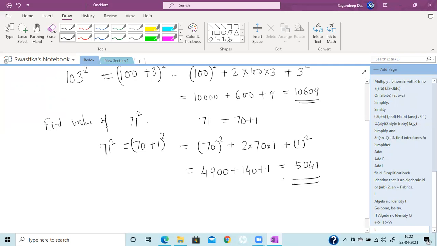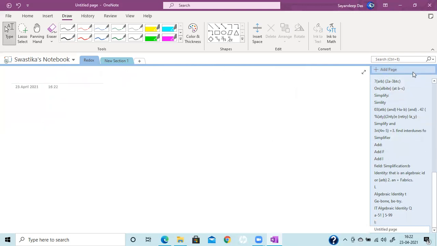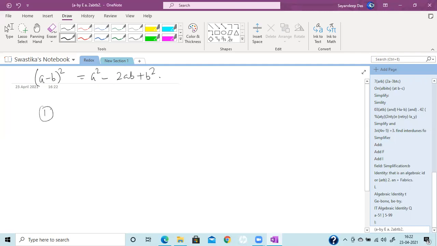Now let us go to the application of the second identity. Just now we have studied (a minus b) whole square is equal to a square minus twice ab plus b square. So you see these applications. Suppose you are asked to find out the square of 998. For 998 you can write (1000 minus 2) whole square.